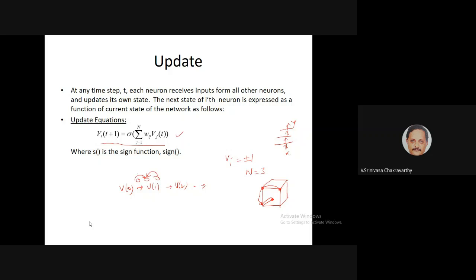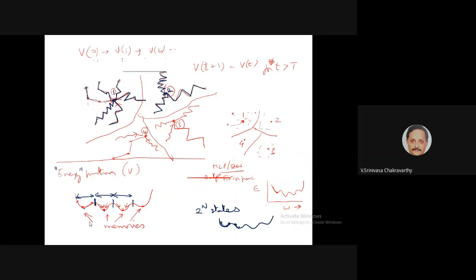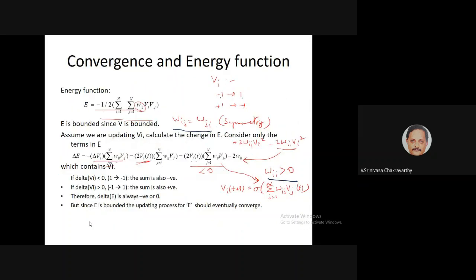The conditions for convergence, we have derived with the help of an energy function. We showed that there is an energy function which keeps going down as the evolution of the state progresses. And since the energy function is bounded, this evolution has to converge and stabilize in some equilibrium states, at some minima of this energy function. So the minima of the energy function, which are attractors, are the stable states of the dynamics of this network.